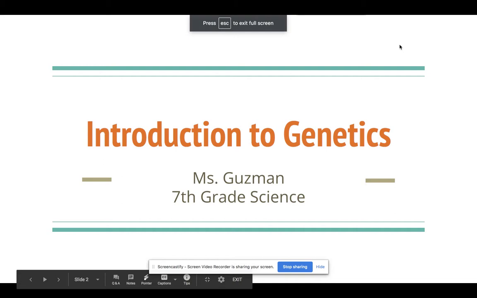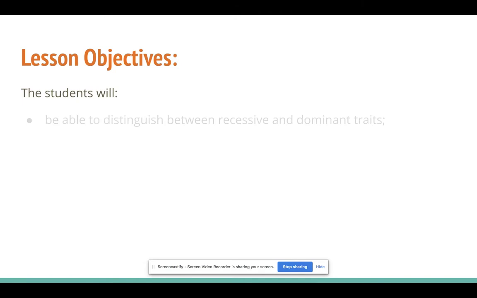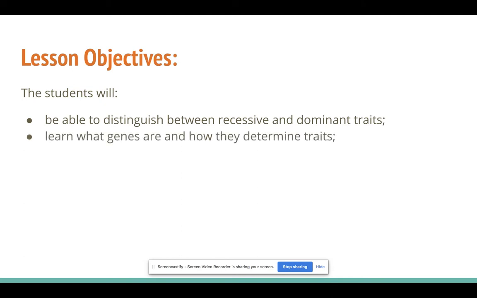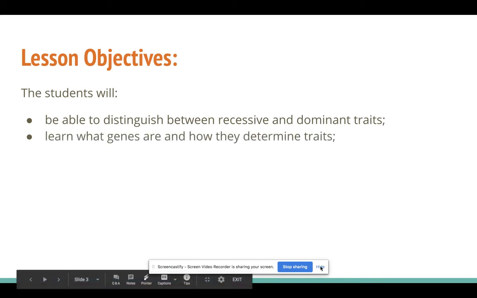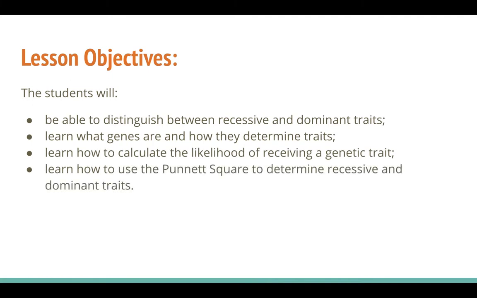Introduction to Genetics. Lesson objectives. Students will be able to distinguish between recessive and dominant traits, learn what genes are and how they determine traits, learn how to calculate the likelihood of receiving a genetic trait, and learn how to use the Punnett square to determine recessive and dominant traits.